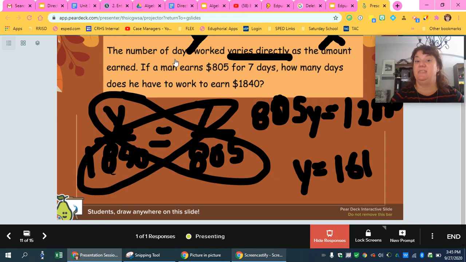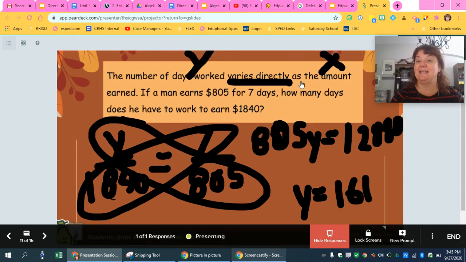Just to show you, the number of days varies directly as the amount. So what comes after the varies directly, that's your x. What comes before, that's your y, right? If a man earns 805, the amount earned goes on bottom. It's the x. For 7 days, the days is your y, goes on top. How many days does he have to work to earn 1840? So I put that right there. And then I put the days on top. That's what I'm solving. So I set up my equation, did my division, and there we go.